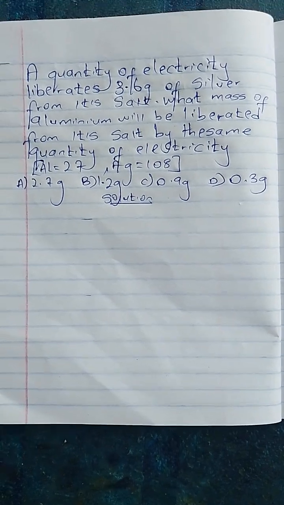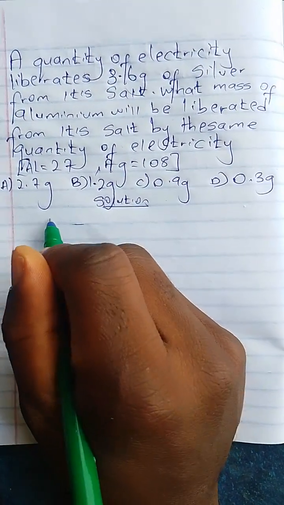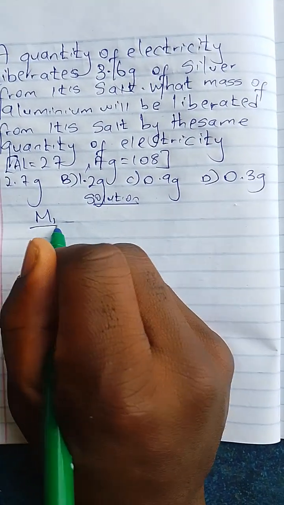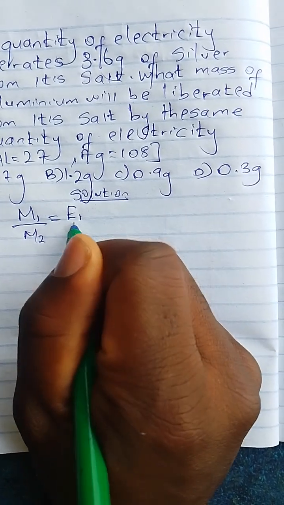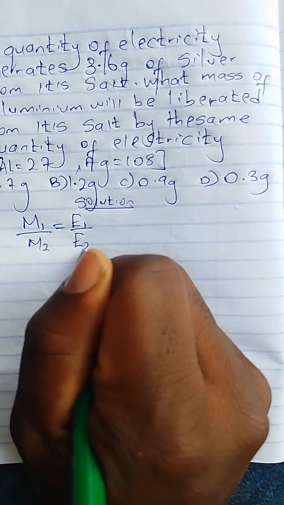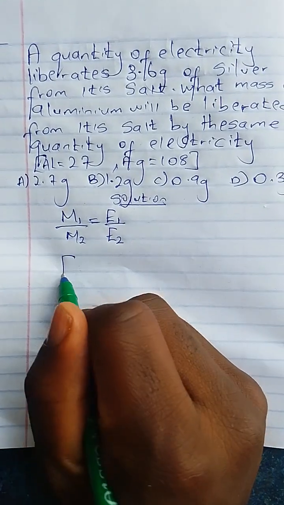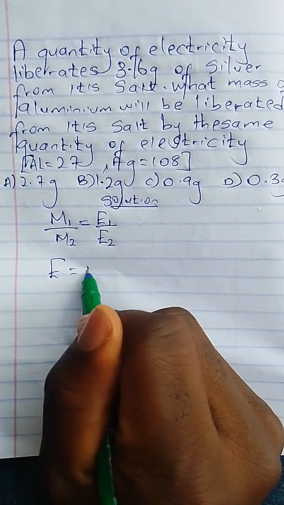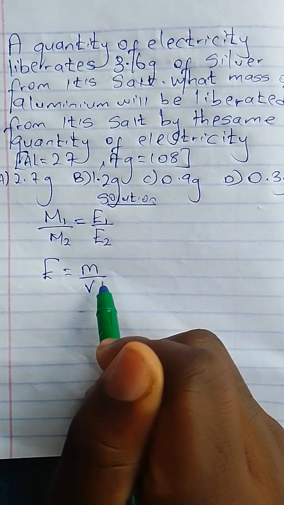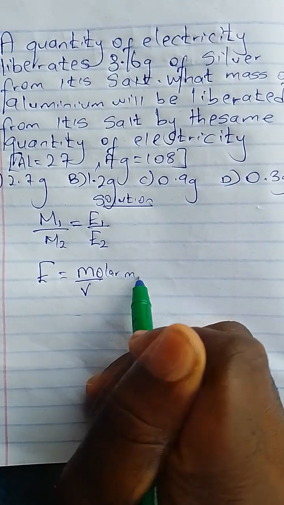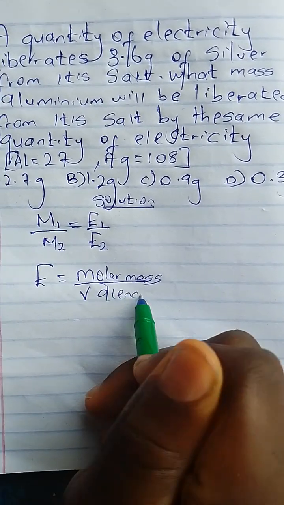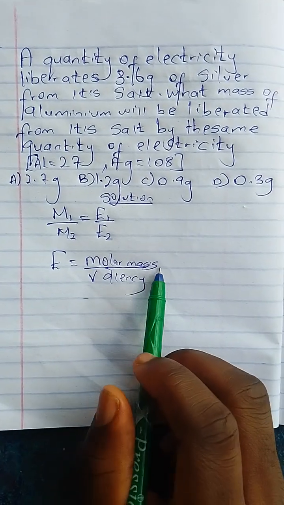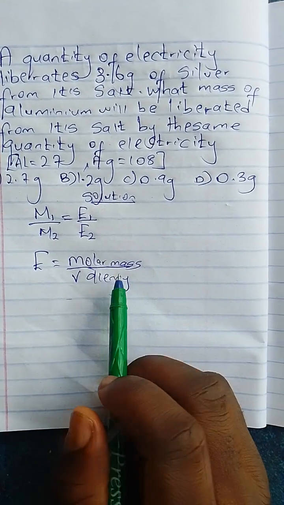Now straight on to the formula. The formula says the mass of the first element over the mass of the second element equals the electrochemical equivalent of the first element over the electrochemical equivalent of the second element. Now, electrochemical equivalent is equal to what? The molar mass over the valency, or you can say over the number of charges. Electrochemical equivalent is the molar mass of the element over the valency.